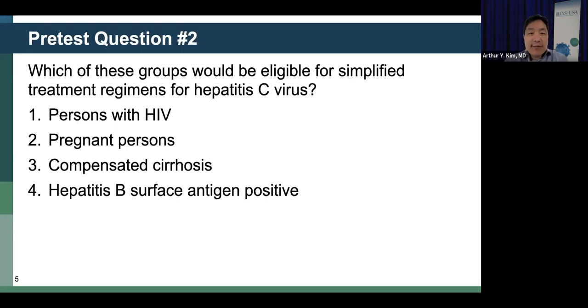Great, so we do have two answers that rose to the top, persons living with HIV and those living with compensated cirrhosis. And I know this audience, the IAS-USA audience, often are also involved in the care of persons living with HIV. And so we can treat patients with HIV, and that is indeed one of the strengths of what we're doing in this country in terms of moving towards elimination. But we'll go over the correct answer when we reach the slide.